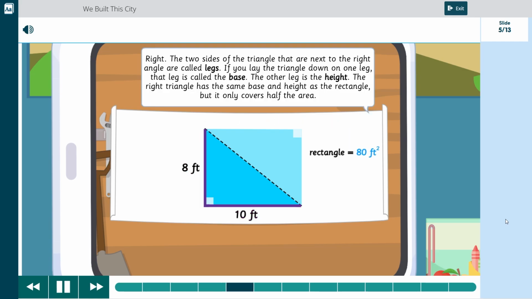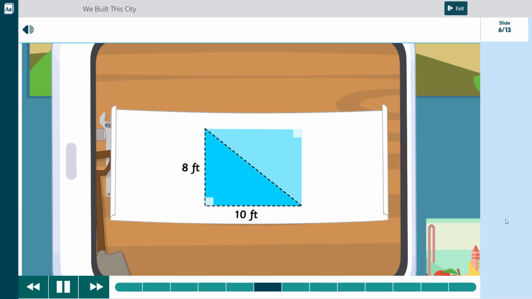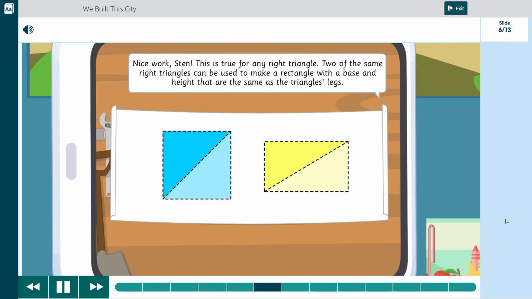Right. The two sides of the triangle that are next to the right angle are called legs. If you lay the triangle down on one leg, that leg is called the base. The other leg is the height. The right triangle has the same base and height as the rectangle, but it only covers half the area. Half of 80 square feet is 40 square feet. Nice work, Sten. This is true for any right triangle.